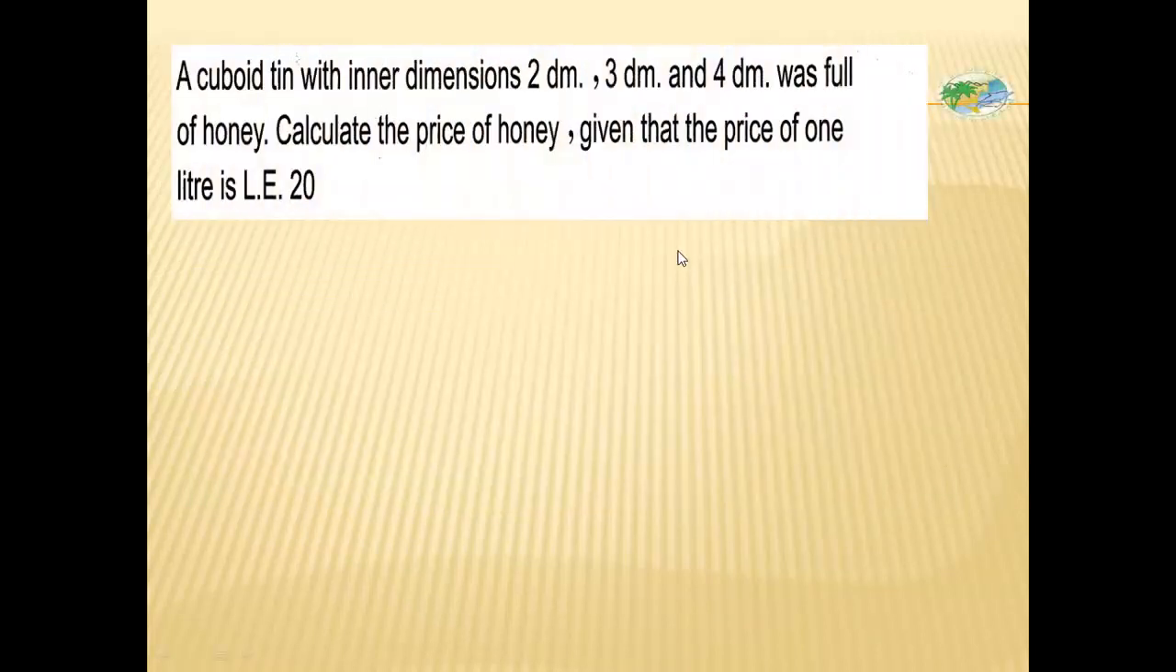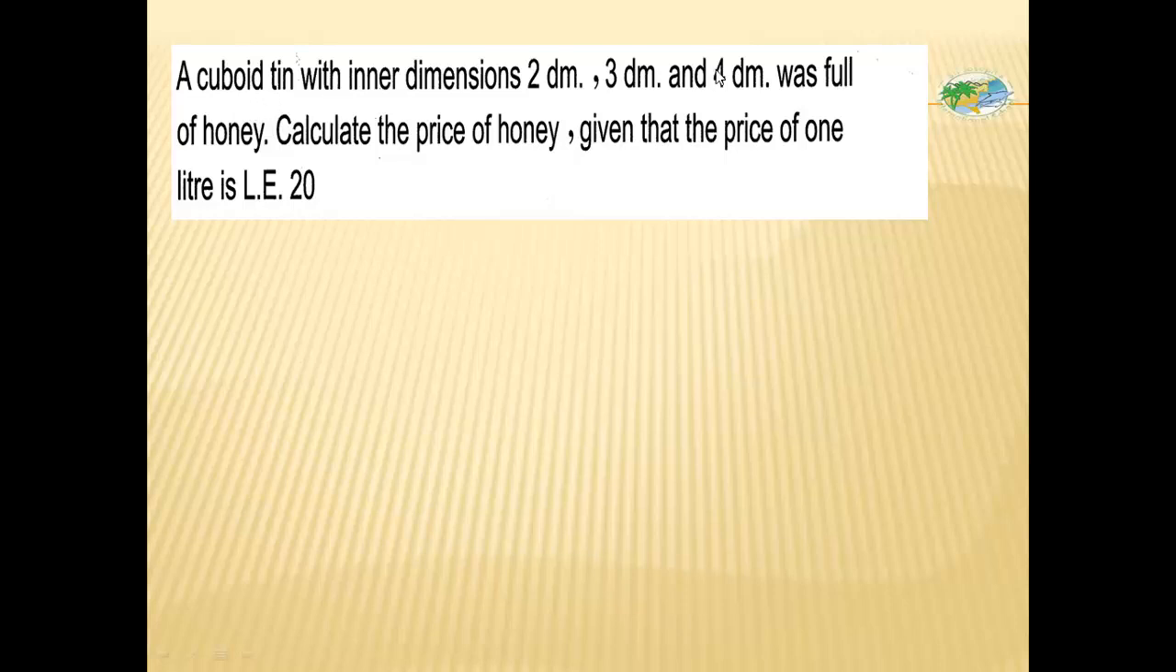Another question. A cuboid with inner dimensions 2 decimeter, 3 decimeter and 4 decimeter is full of honey. We always notice that if you want to calculate or find the capacity, there must be liquid entering the cuboid or cube according to its solid.